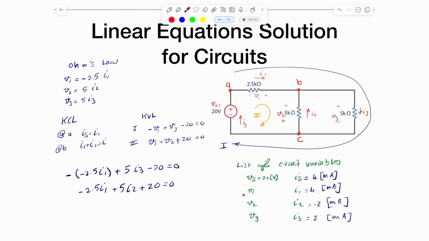All you have to do is just substitute these values in these equations in here, and you'll find the solutions. So V1 will be simply -2.5 times I1, which is 4, which is just simply -10 volts. And you can find the other one, which is 5 times I2, which is -10 volts as well. And then V3 is obviously 5 times 2, which is 10 volts.